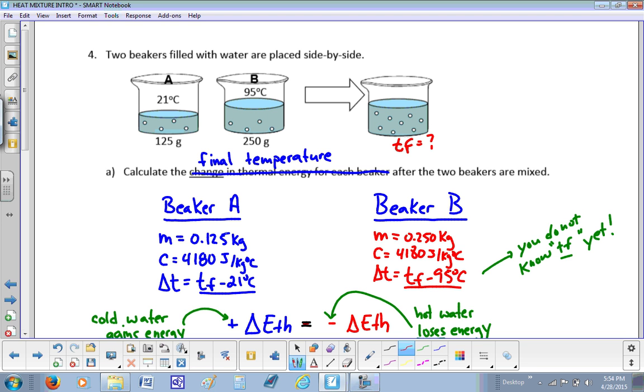All right, so what we do know is this. We know that the mass of the water is 125 grams. We have the heat capacity of water, and we know the temperature change is going to be the final minus 21 degrees, the starting point. We don't know what TF is, but that's okay. And then same thing with beaker B. It starts at 95 degrees, and we're going to have our final temperature, again, which we don't know.